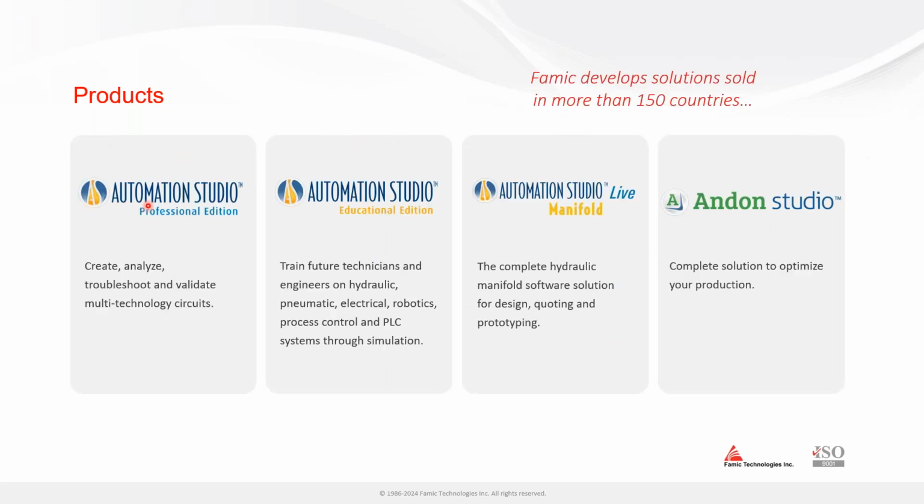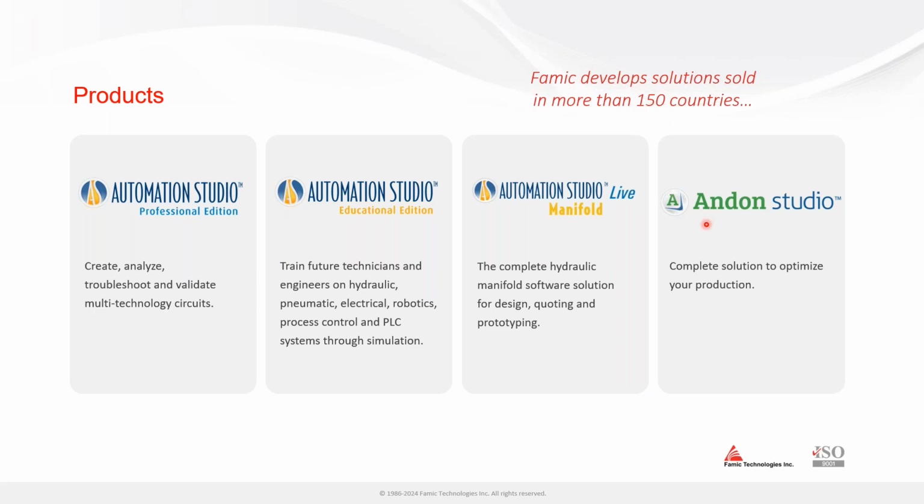We have products like Automation Studio Professional Edition, which is used to create, analyze, troubleshoot, and validate multi-technology circuits in the industries only. Also, we have Automation Studio Educational Edition for the colleges and training institutes to train future technicians and engineers on hydraulic, pneumatic, electrical, robotic, process control, and PLC system through simulation. We have a special feature, Automation Studio Live Manifold, also used in the industries, which is the complete hydraulics manifold software solution for design, coating, and prototyping.